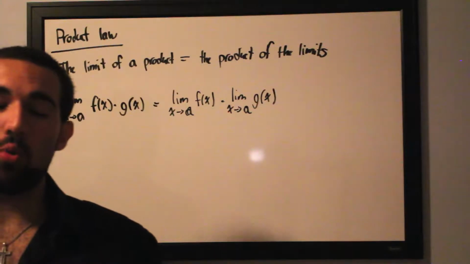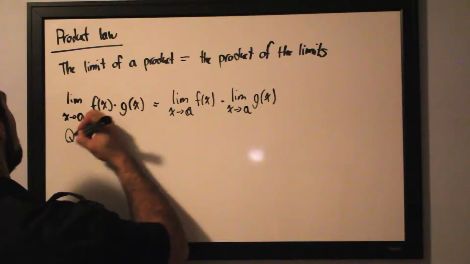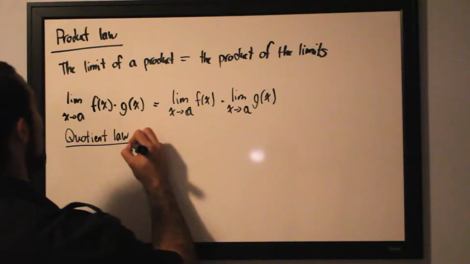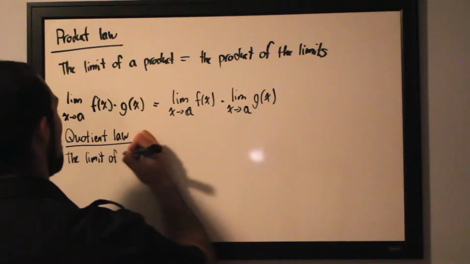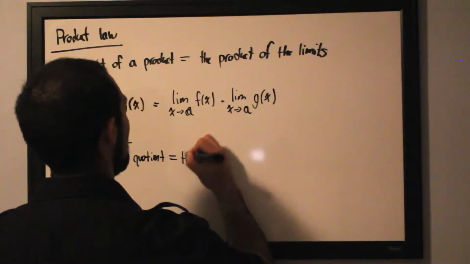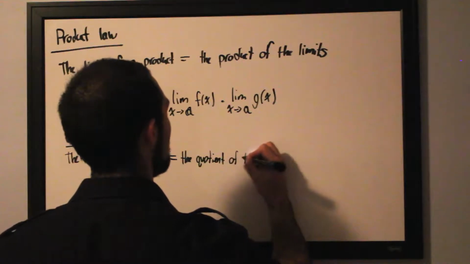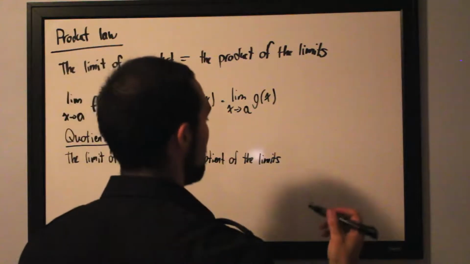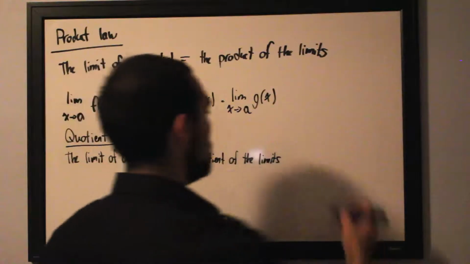The exact same concept is going to hold true even with quotients, so not only is this going to be applicable to products, but it's also going to be applicable to quotients. So this follows up with the quotient law, which basically says that the limit of a quotient is equal to the quotient of the limits. However, there's going to be one restriction on this, where the limit of the denominator cannot equal 0, because then you're going to be dividing by 0.